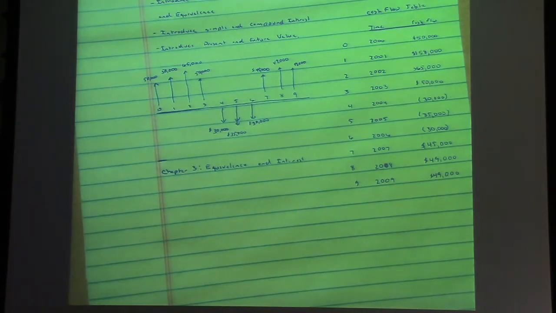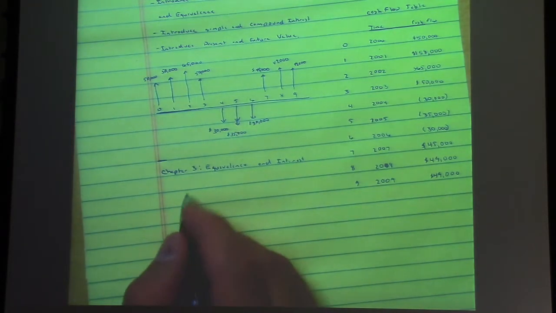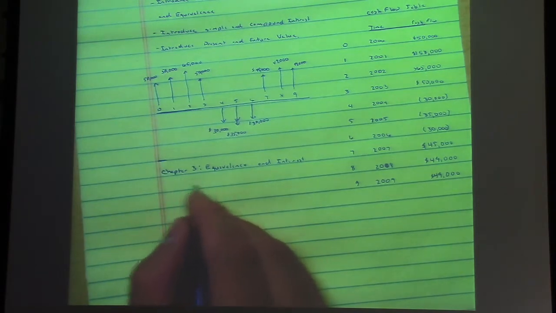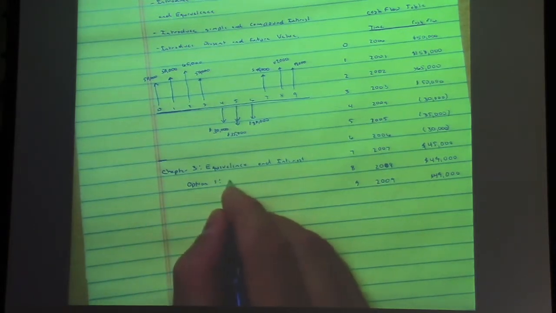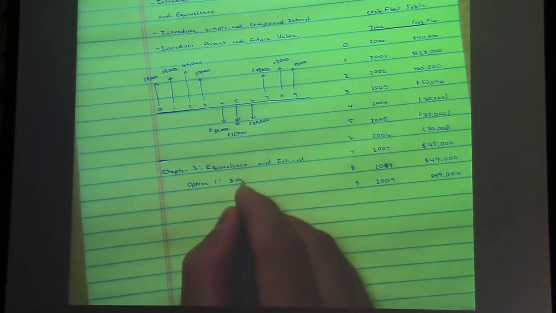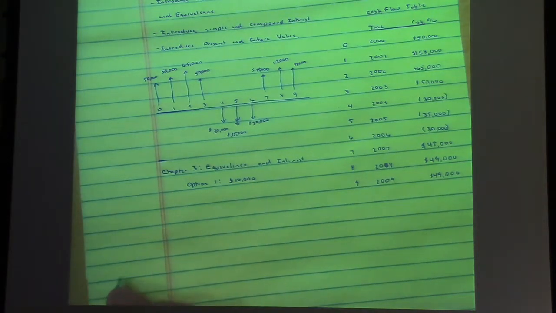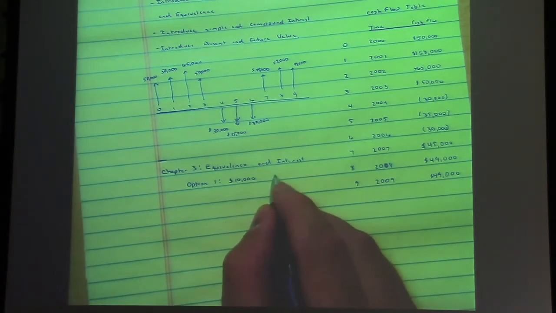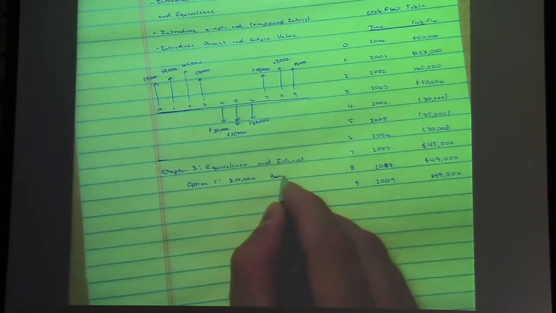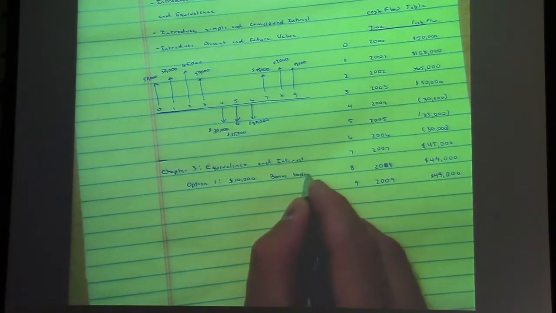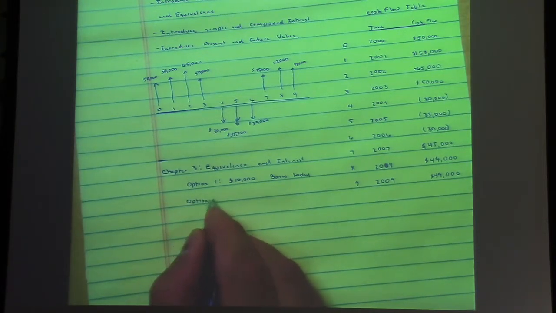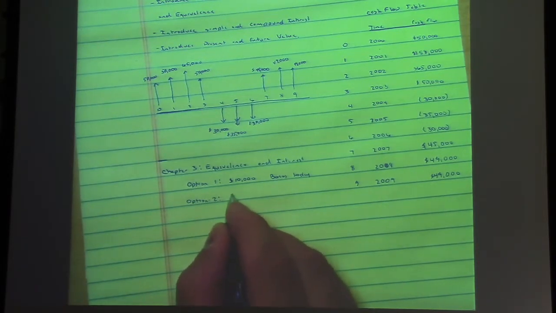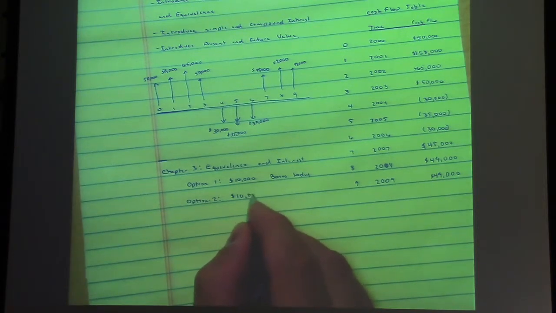And to introduce this idea of equivalence, let's say that we have two options. Option number one is that right now I can receive a bonus for $10,000. Option two is that a year from now I can receive a $10,000 bonus.